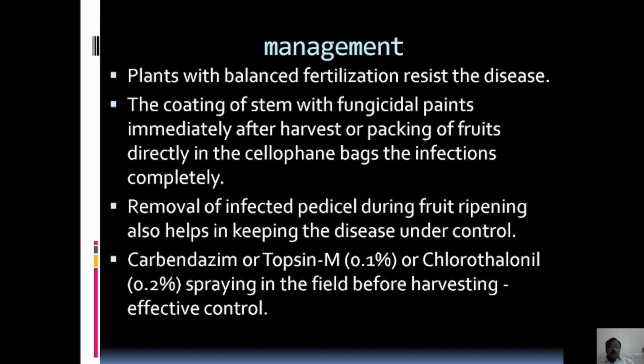After the harvest, pack the fruits directly into cellophane bags. To avoid infections after harvest, packing fruits in cellophane bags or polythene bags will help in reducing fruit infection. Removal of infected pedicels during fruit ripening also helps in reducing the spread of the disease. And spraying carbendazim or chlorothalonil at 0.1 and 0.2% respectively in the field before the harvest will help in reducing the stem end rot incidence.